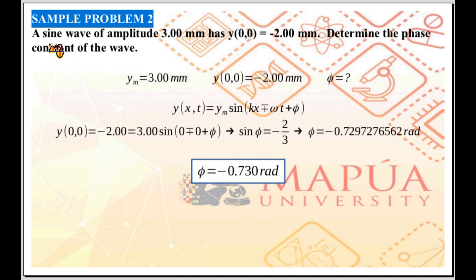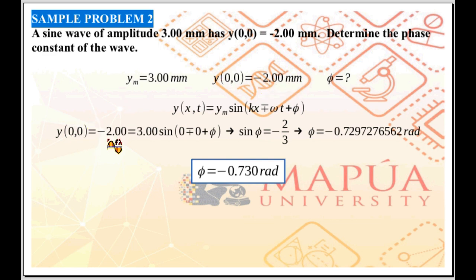The problem tells us that we have a sine wave. The general equation for a sine wave we know to be y is equal to ym sine of (kx minus/plus omega t plus phi). If we set x to 0 and t to 0, you have y(0,0). y(0,0) is just equal to negative 2 millimeters.